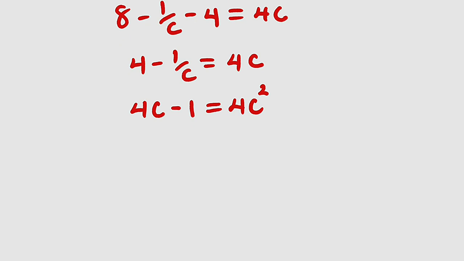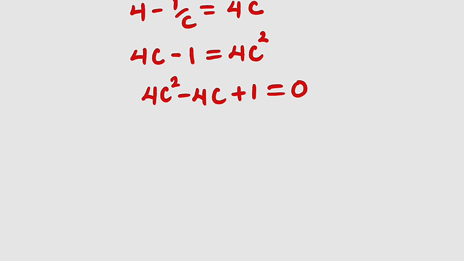Let us take every single term to the other side. We have 4c squared there. As this crosses over, it becomes negative 4c. As this crosses over, it becomes positive 1, and the whole of this equals 0. This is a quadratic equation that we can solve by factorization. If you take 4, you multiply by 1, that will give us 4. Then think of two numbers you can multiply to get this 4, and when you add them together, you get negative 4.